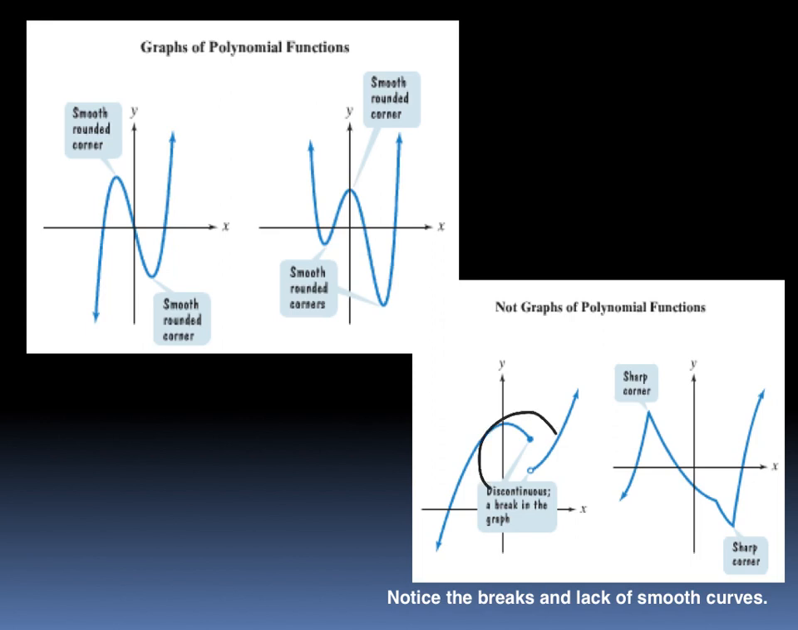broken up. Do you guys see down here how these have stopping and starting pieces? This right here is a sharp, like they say, edge or corner or something like that. Our polynomial graphs are going to be nice and pretty and smooth.